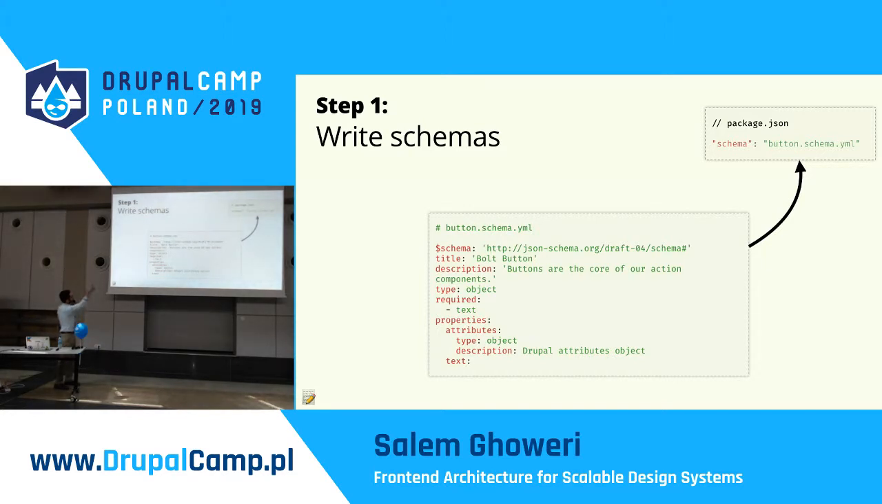Step one, this is an example of our button component. We just define the data for the button. So for this example, we might have text. So the button can take text. The text should be a string, and it's required. So if we don't pass along text data, we should know about it.